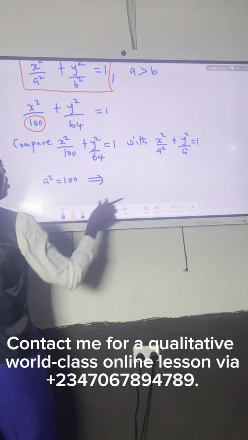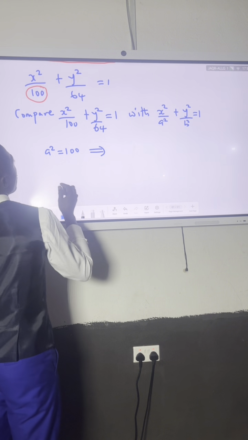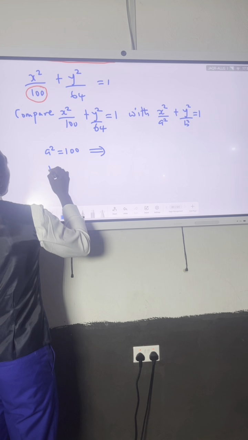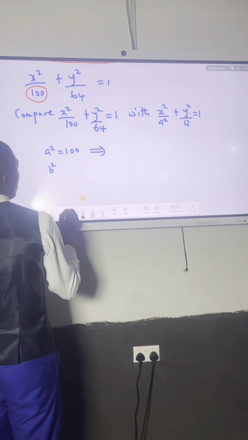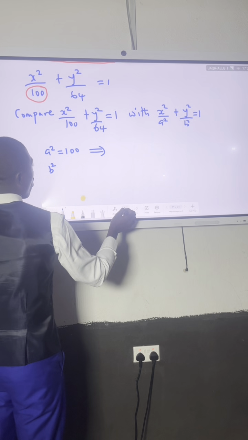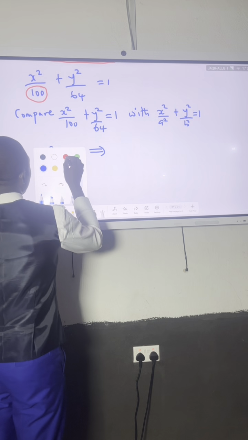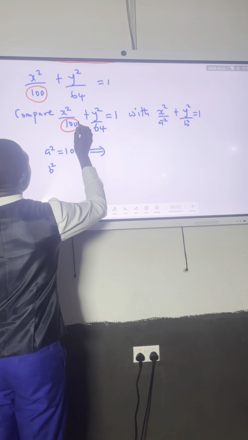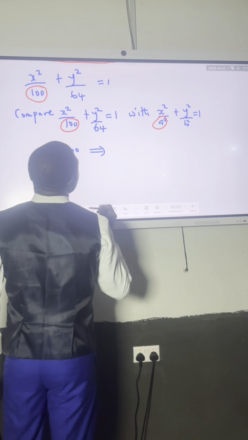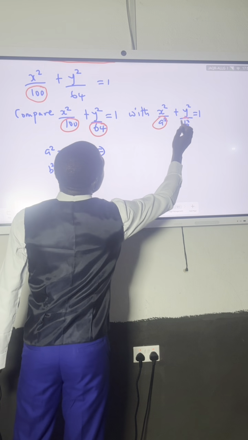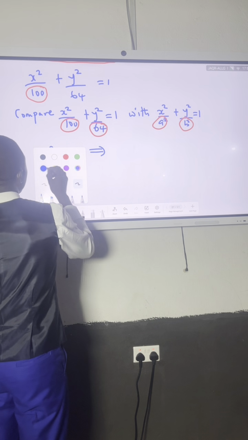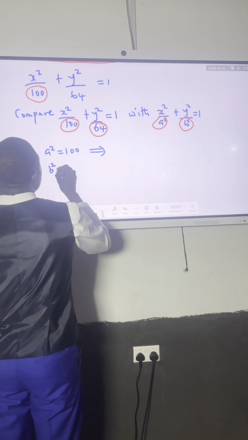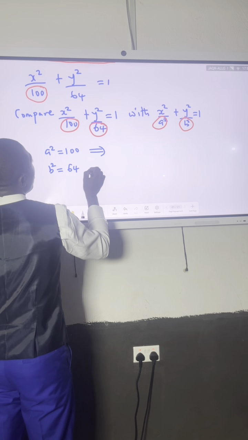Let's bring out the second equation first. If you compare very well, 100 is equal to this a squared, and then 64 is equal to this b squared that I wrote here. Okay, now let's go back and finish up. Then b squared is equal to 64.